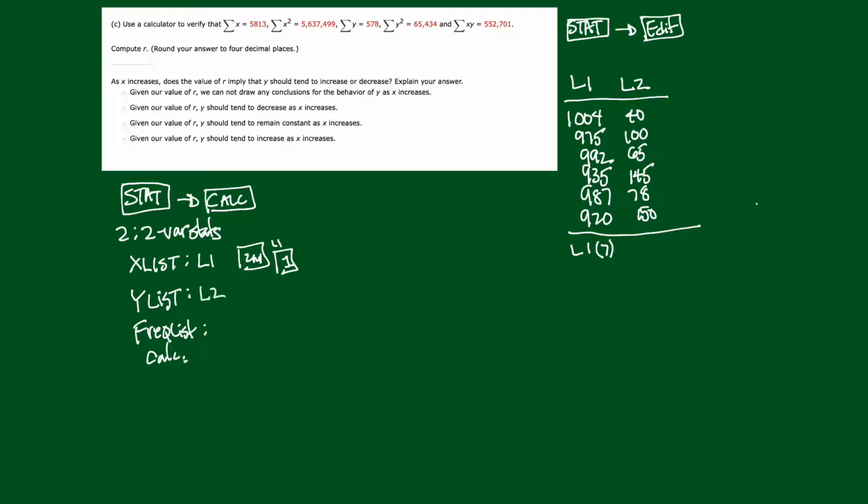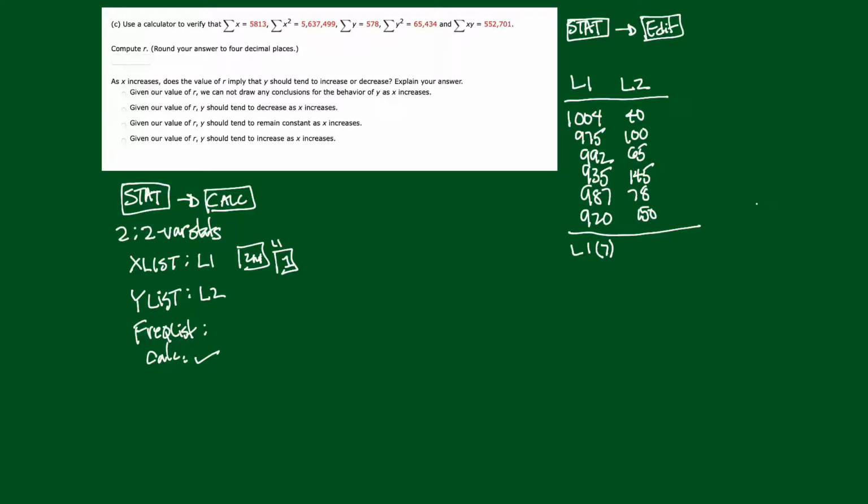Go get L2 for the Y list. Same thing, press second, numerical key 2. Now the frequency list, if there's anything in it, just press delete. Press the delete key and get it blank. You just want that blank. And then go down and calculate. Press enter.